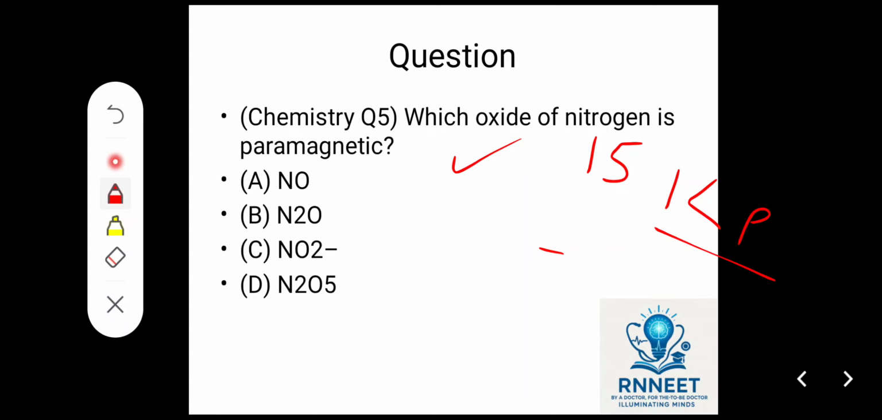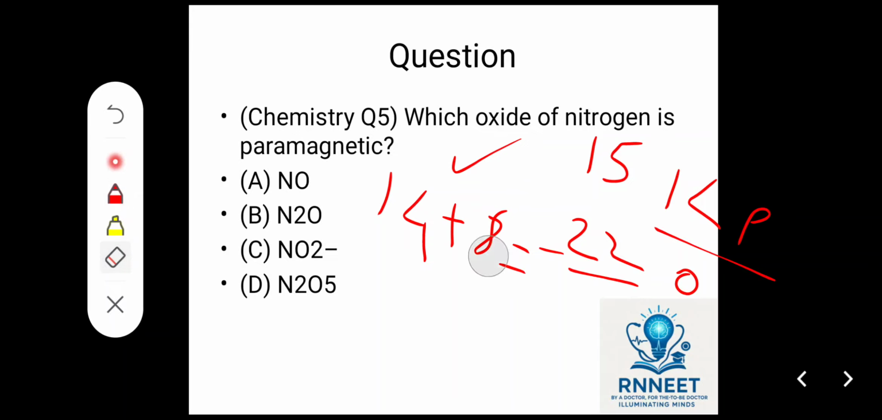So then comes N2O. N2O is N2, which is therefore 14 plus 8. It obviously is 22. It is even. 0 lone pair, right? Then we go to the next one.